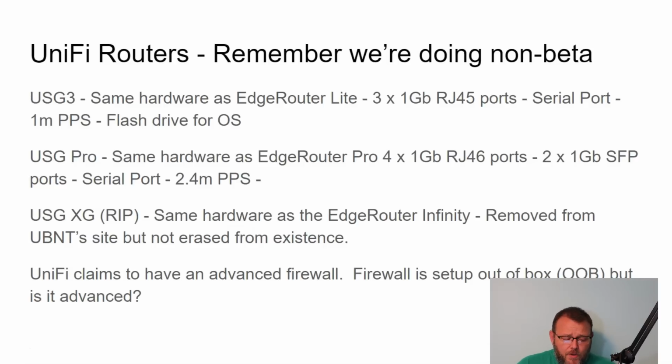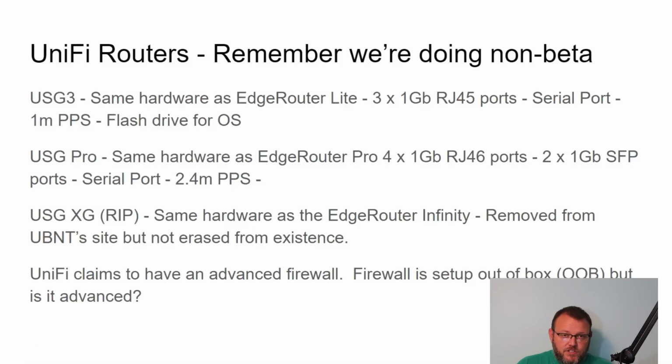All right, so we do have the USG 3, which you see here. It has the same hardware as the EdgeRouter Lite. It's got 3 1 gig RJ45 ports, a console port, it'll do 1 million packets per second, and it has a flash drive for its operating system. We have the USG Pro, which is the same hardware as the EdgeRouter Pro. You've got 4 1 gig ports, and those are RJ45. I accidentally put 46 there, but they're RJ45 ports, and 2 1 gig SFP ports, a serial port, and you can do 2.4 million packets per second.